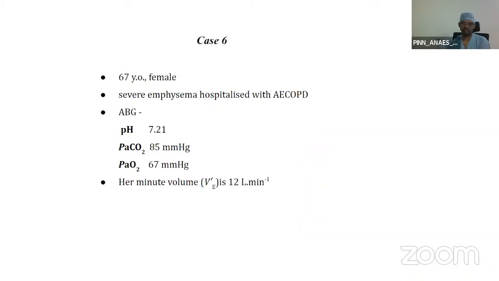So coming to the next case, we have a 67-year-old male, the previous patient only, with severe emphysema. Now she was hospitalized with acute exacerbation of her COPD. And an ABG showed a pH of 7.21, PaCO2 of 85 millimeters of mercury, and a PaO2 of 67 millimeters of mercury. Her minute volume is 12 liters per minute, that is almost twice the normal minute volume. But still, she has hypercarbia as well as hypoxemia. So how do we explain this?